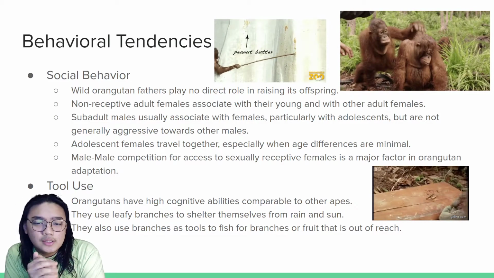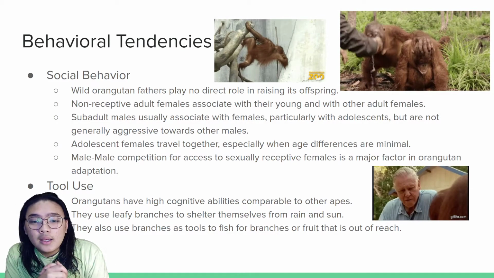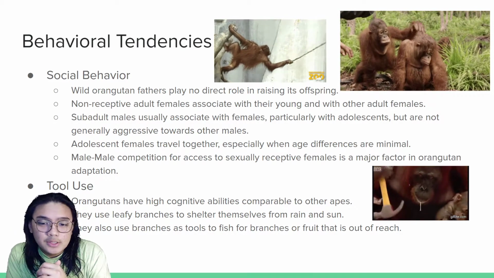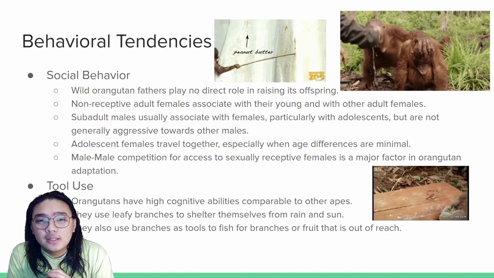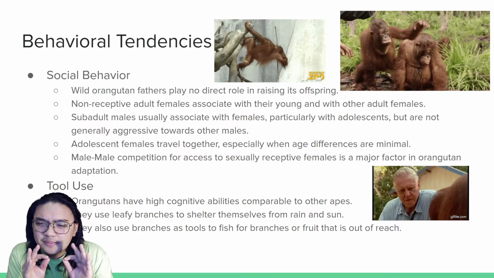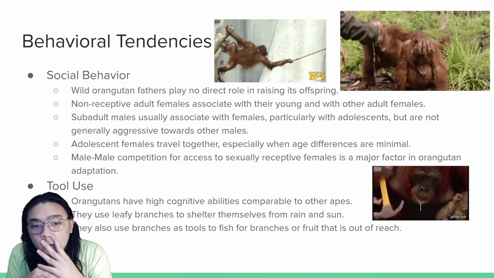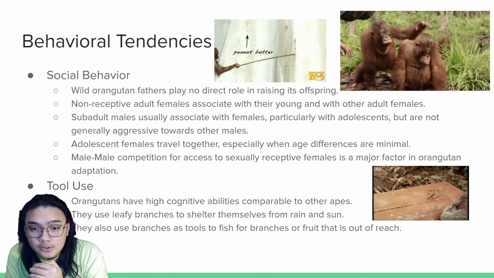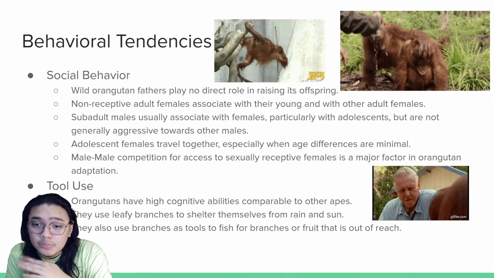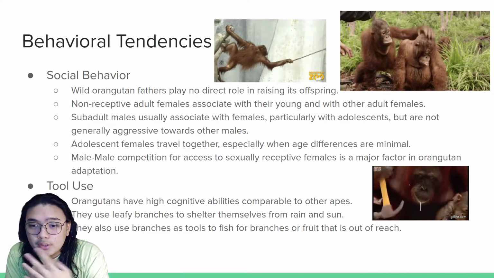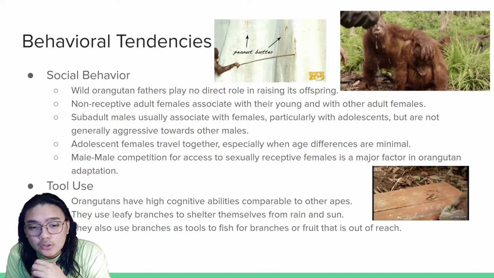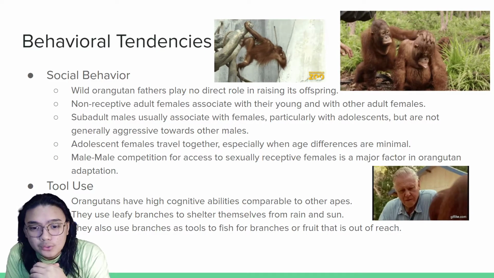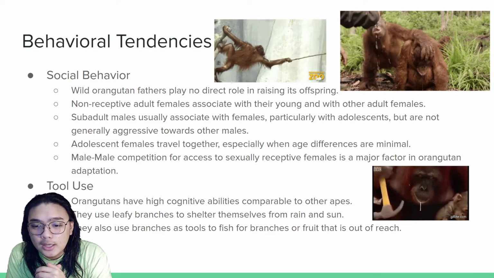And then the tool use. This is actually quite interesting. The orangutans have high cognitive abilities comparable to other apes. Basically, they're slightly smarter than the other apes. They use leafy branches to shelter themselves from rain and sun. I think that's pretty smart considering they're apes. They also use branches as tools to fish for fruits that are out of reach.